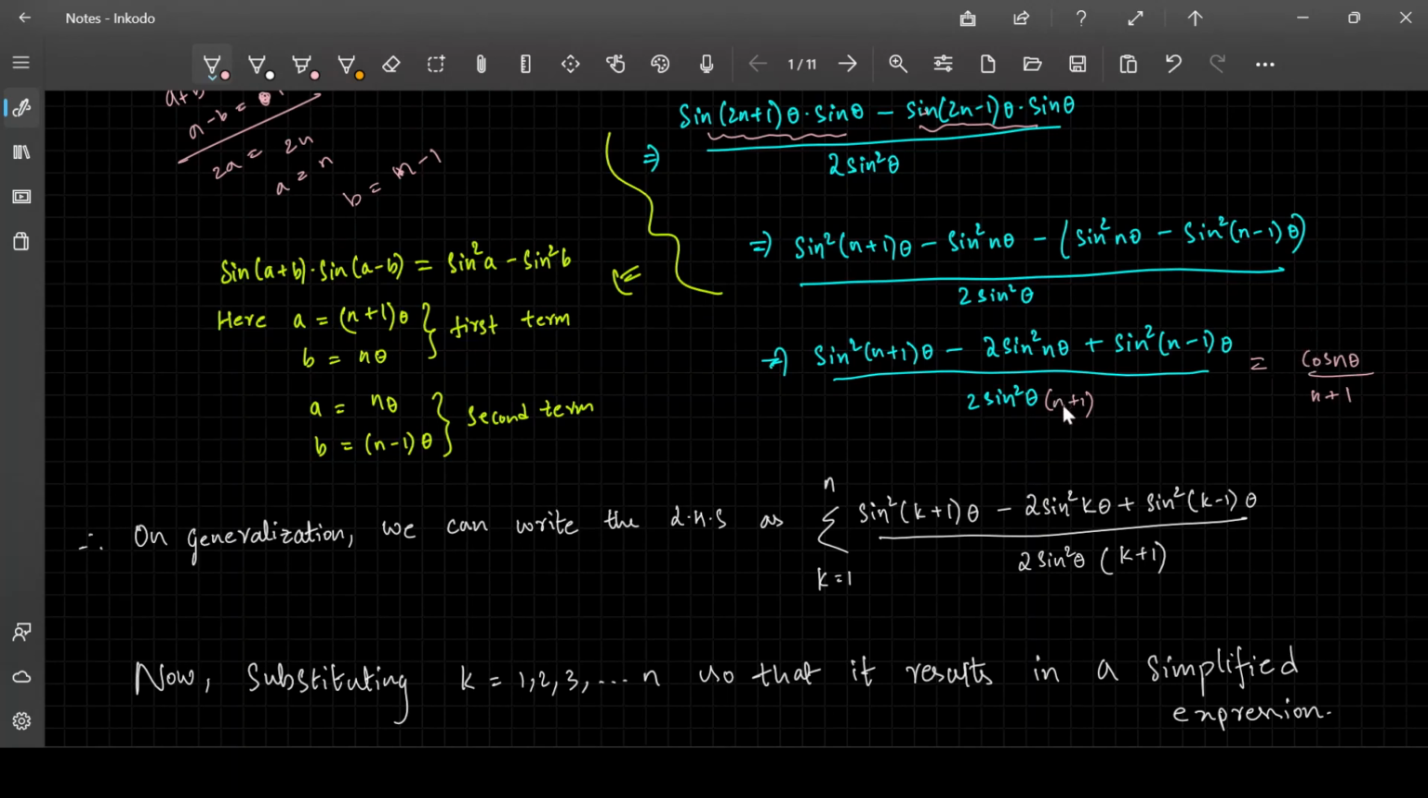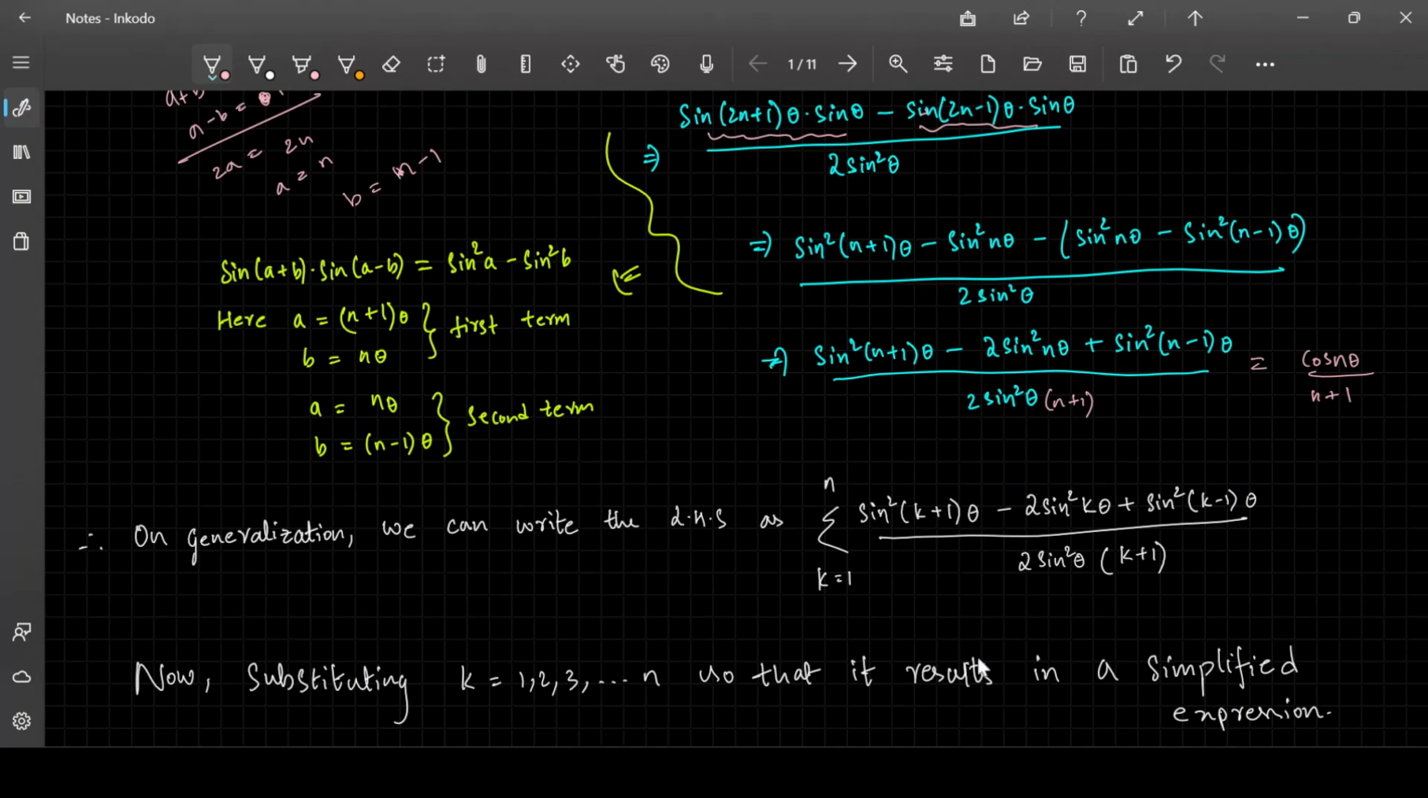What about 1? It varies. What about 2? It varies. You can put n is equal to 1, 2, and so on, and finally we have n over here. So as a generalization, we can write this as the sigma k is equal to 1 to n of sine square of (k+1)theta minus 2 sine square k theta plus sine square of (k-1)theta, divided by 2 sine square theta into (k+1). Fine, from k is equal to 1 to n. Now we can substitute k is equal to 1, 2, 3 and so on, so that it results in a simplified expression. That is how we need to think.